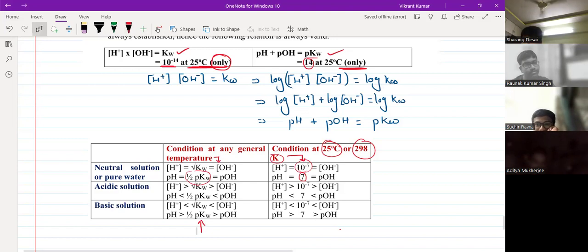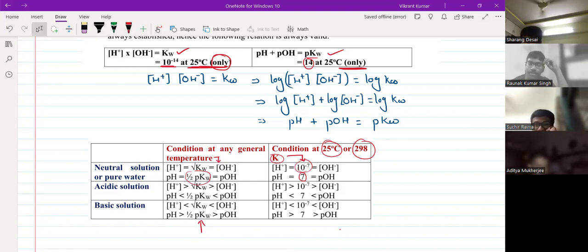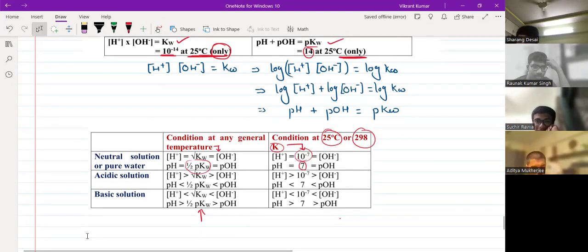Is it okay? I'm giving you some questions. Just try them. Solve this one.